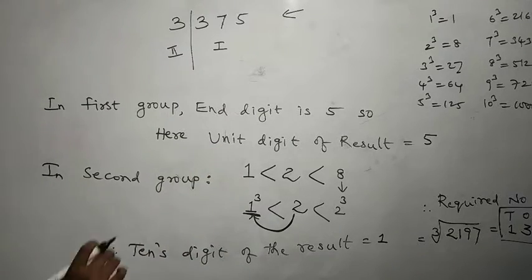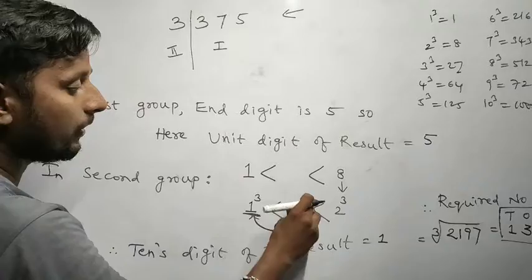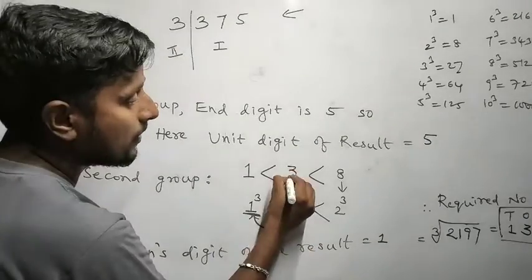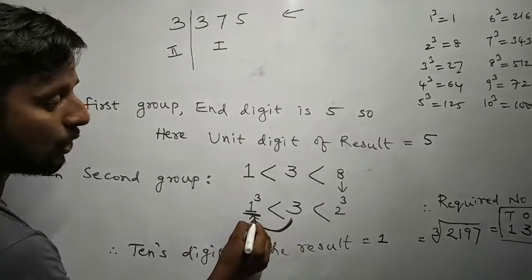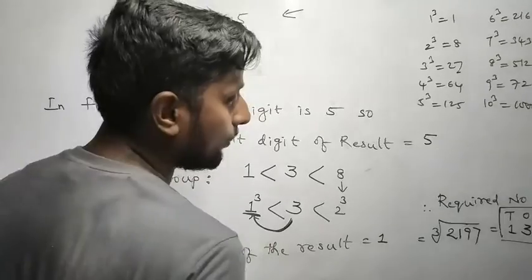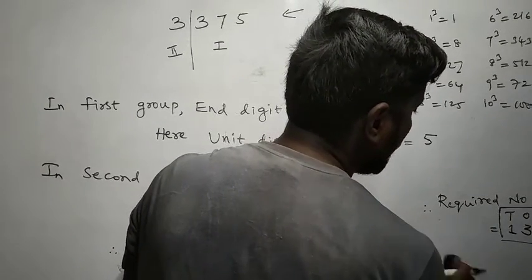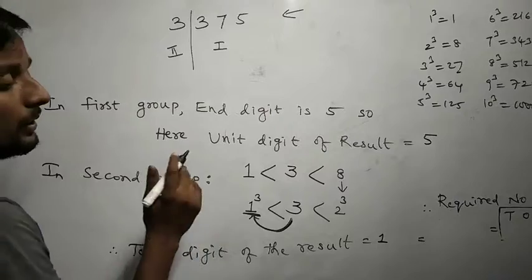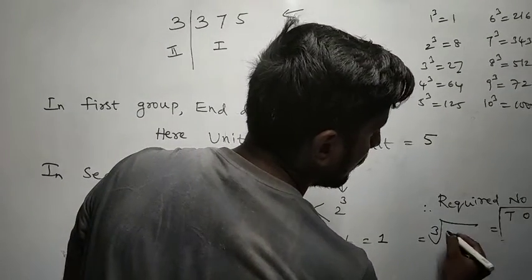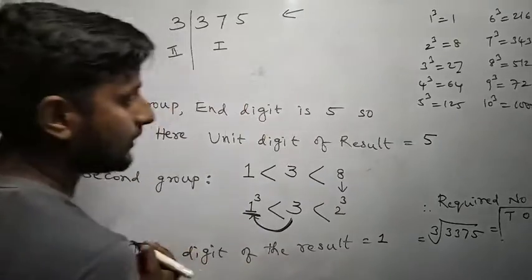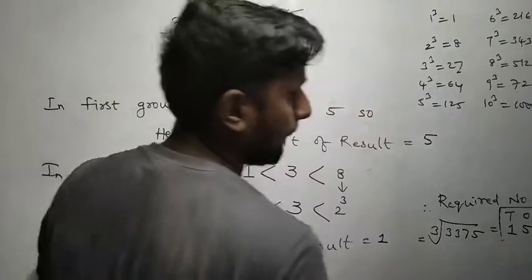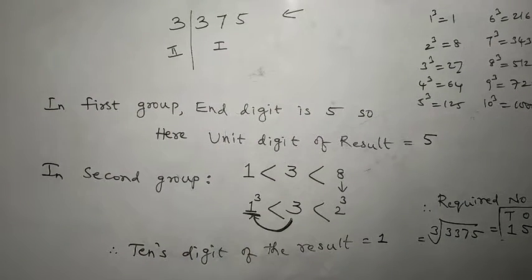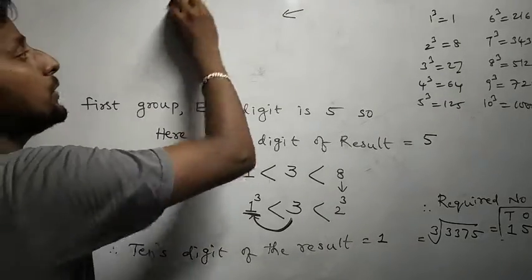Okay. In the second group, again we have a number 3. So 3 is between 1 and 8. So we'll write 1 cube, 2 cube. Again we'll go with the smaller cube. So that is 1. So here we'll write 1. Therefore the required number, what is the number? The cubic root of 3375 is 15. Right? Right.